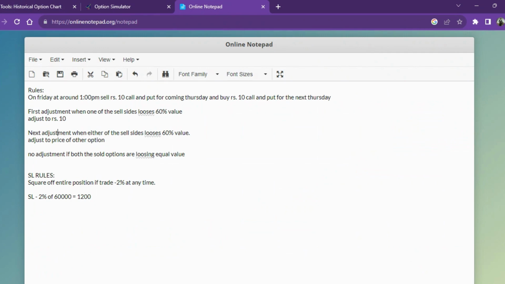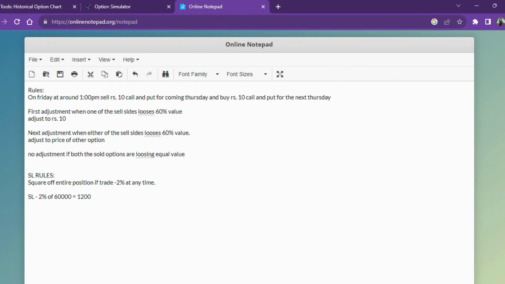So I've just rewrote the rules a little better so that you're able to understand correctly what I was trying to say. So let's go ahead with the rules. On Friday at around 1 o'clock in the afternoon, I'll sell a rupee 10 call and a put for the coming Thursday, and I'll buy a rupee 10 call and a put for the next Thursday after that.